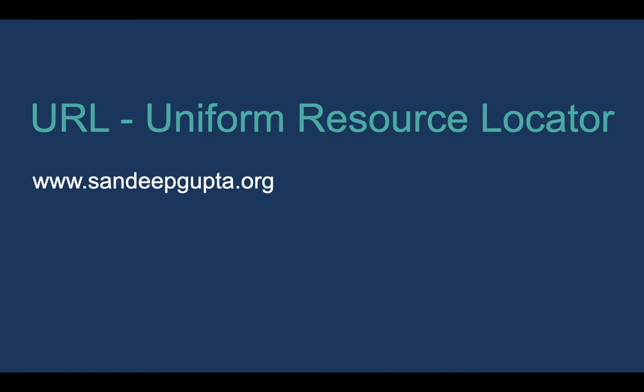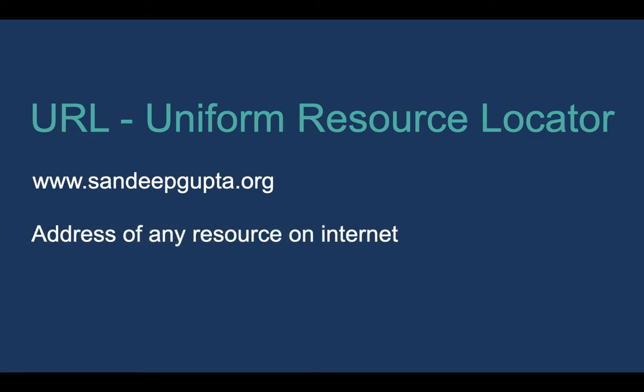Now, how do you define the URL? So I will say the URL is the address of any resource on the internet. Now, what is the meaning of the word resource over here? So this resource could be an email, or it could be a file, or it could be any web page which exists on the internet. So for example, when you give this URL on your web browser, a web page will open in front of you. So I can say that this is basically the address of that web page on the internet.